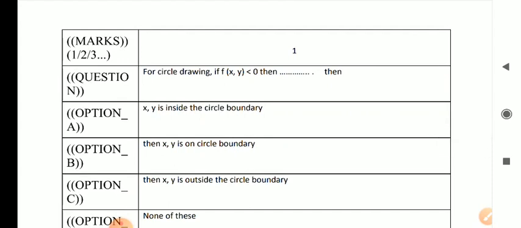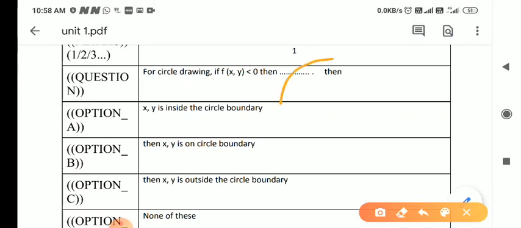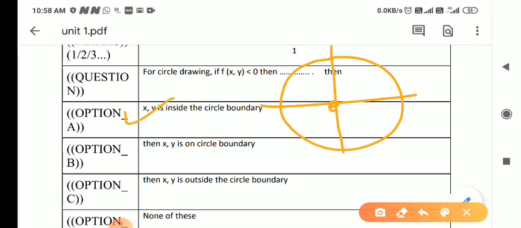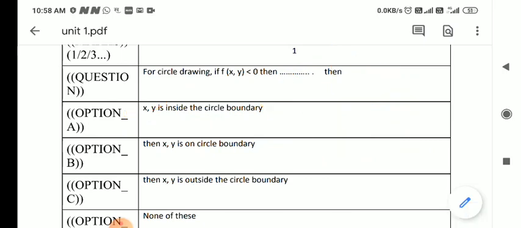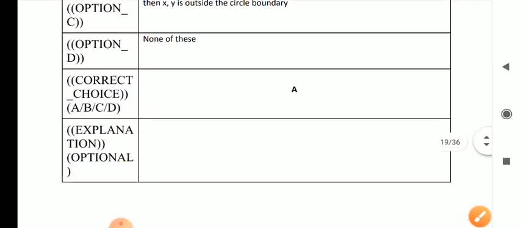For circle drawing, if x comma y is less than 0, then xy is inside the circle boundary. So we have to find out if the point value, assume that this is your circle and the center point is 0 0, then they have asked that if xy is less than 0, what is the position? So it will be inside the circle boundary. So the answer is that it is inside the circle boundary.